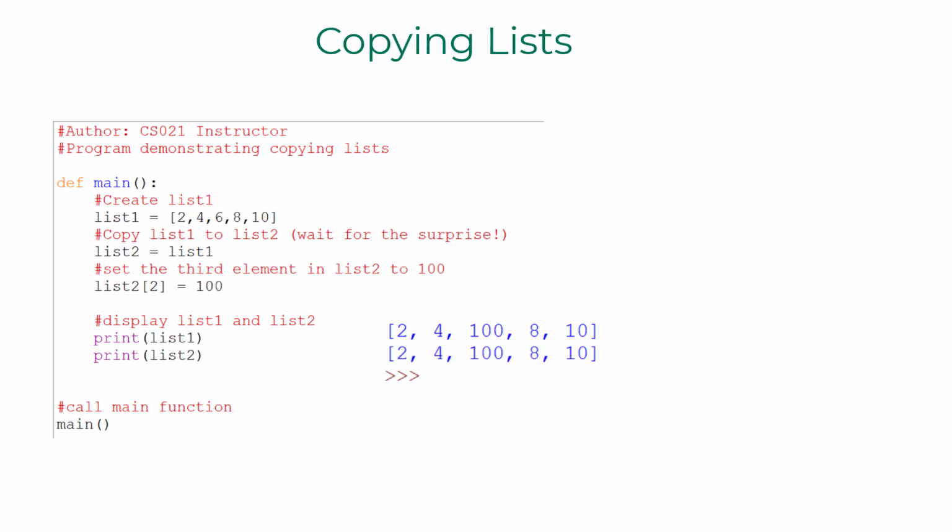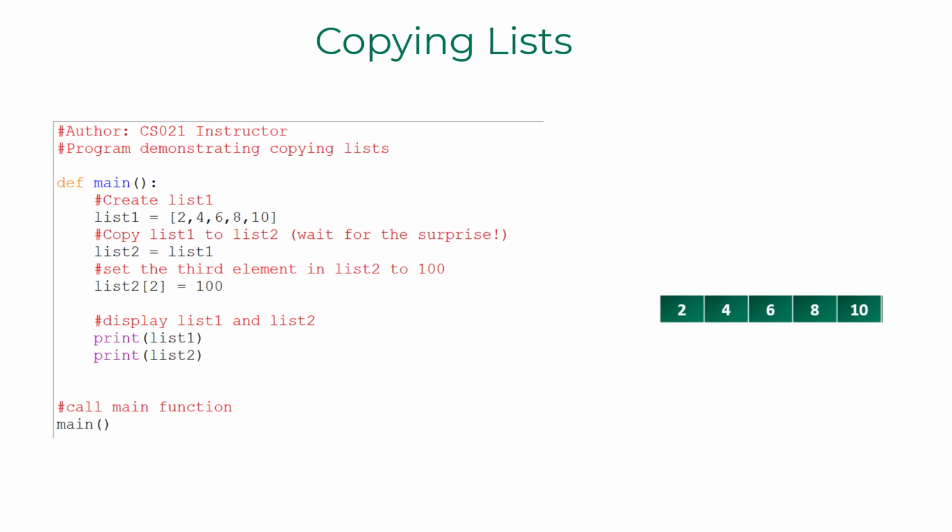Oops, looks like both the lists have 100 as the third element. How did this happen? To understand this, you have to know how lists are stored in computer memory and how Python accesses them. When we create a list and assign it to a variable, we are creating a connection from the variable to the list.